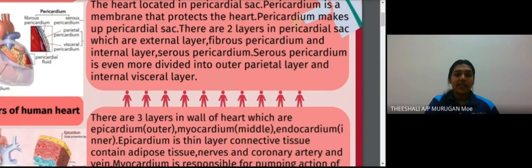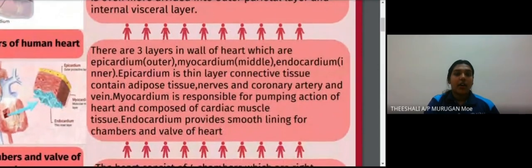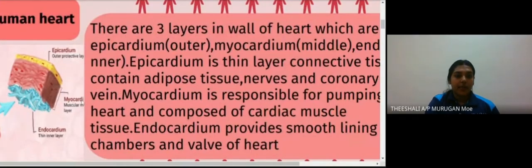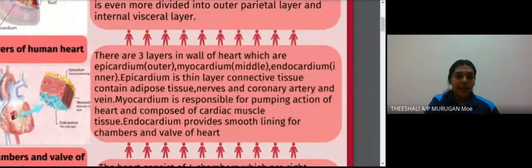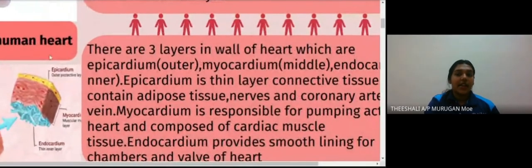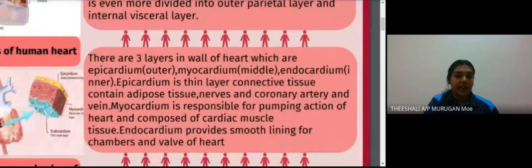Okay, so next is the layers of the human heart. Here we can see the epicardium, myocardium, and endocardium. There are three layers in the walls of the heart: the epicardium, the outer layer, the middle layer, which is the myocardium, and the inner layer, the endocardium. The epicardium is a thin layer of connective tissue containing adipose tissue, nerves, and the coronary artery and vein.